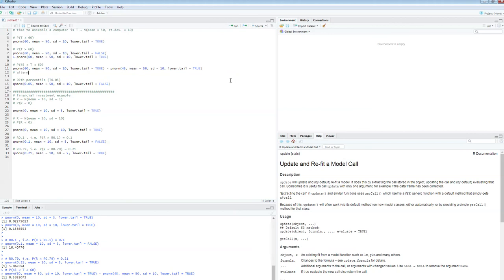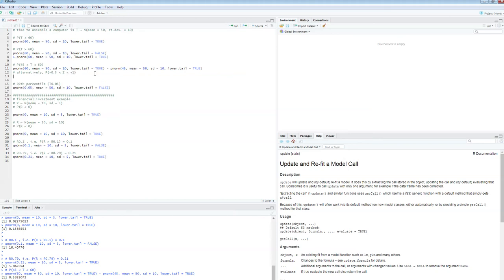Now I'm going to calculate the same number alternatively. As we discussed, it is the probability that a random variable Z is between negative 0.5 and positive 1. It's pnorm, right?